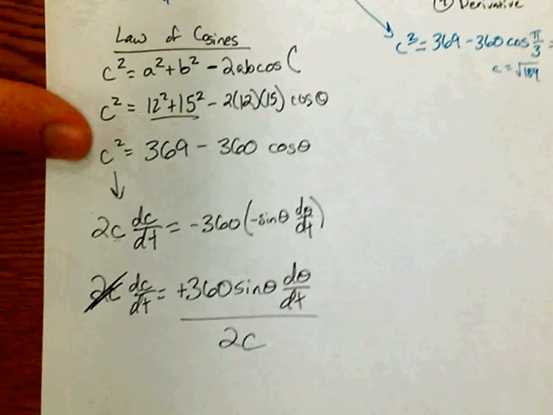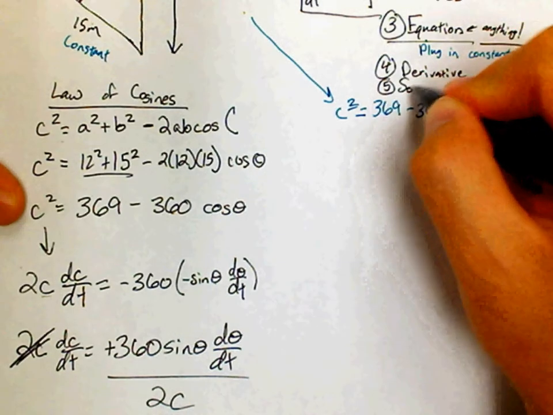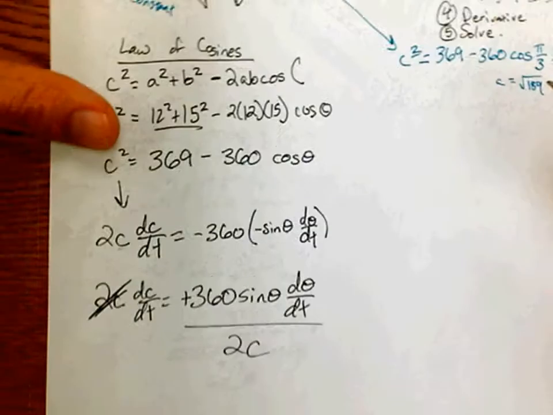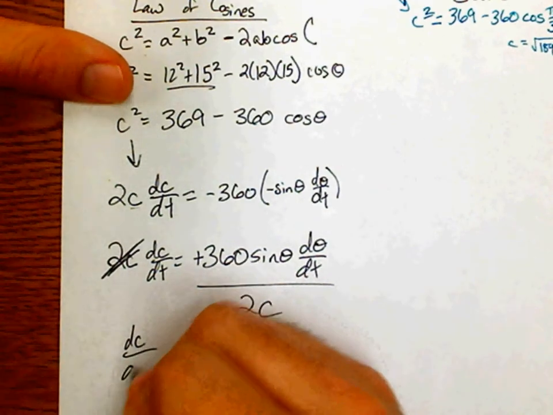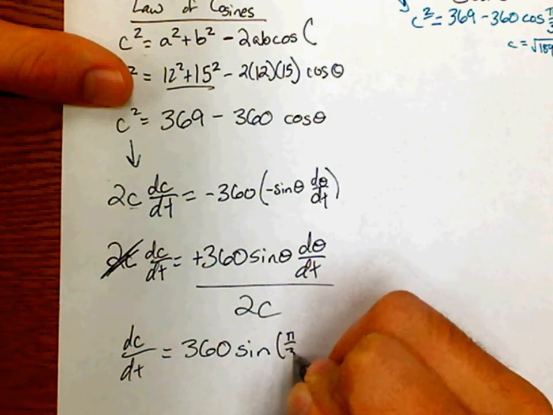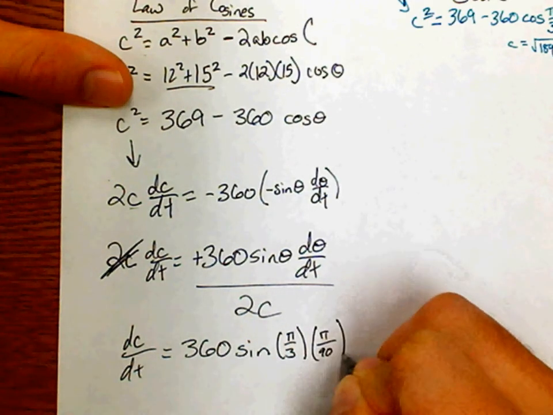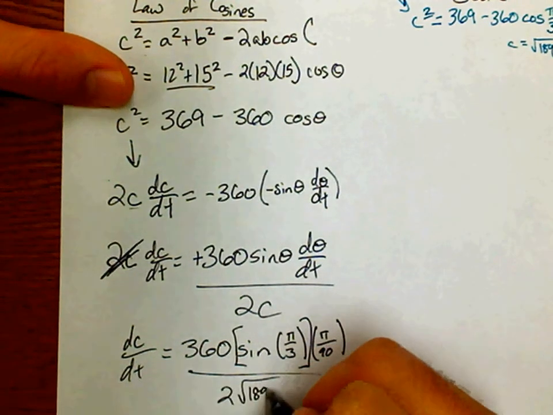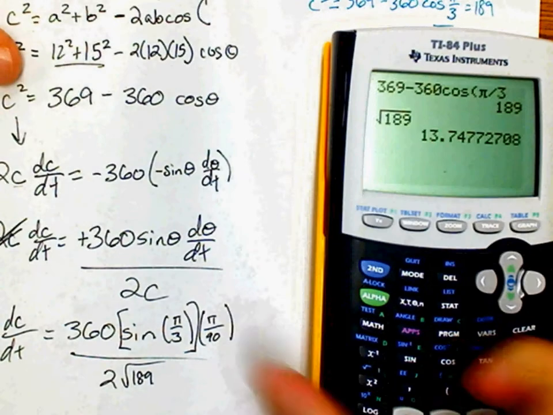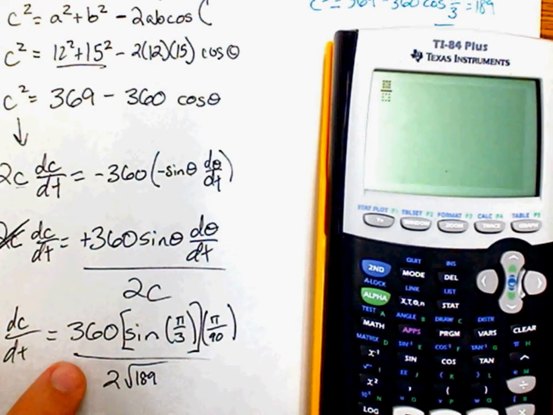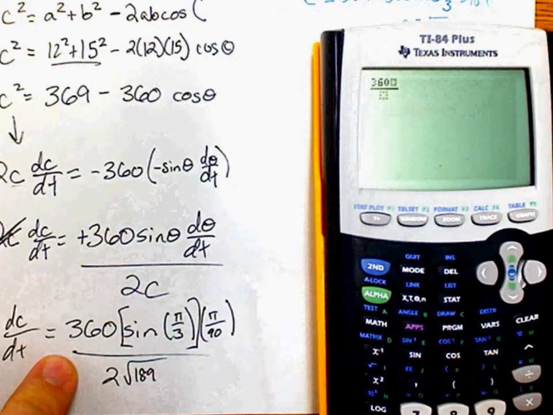And that brings us to our last step. We're actually going to solve. We know theta, we know c, we know d theta dt. I want the dc dt, which I've gotten by itself. dc dt will equal 360 sine of pi over 3 times pi over 90. Again, that pi over 3 is inside the sine. Divided by 2 times the square root of 189. Toss that in your calculator. On a TI-84, you can actually even type in the fraction. If you're doing this on any other calculator that can't do the fractions like that for you, just take it slow. Don't do it all at once.